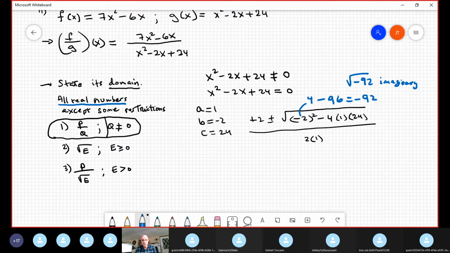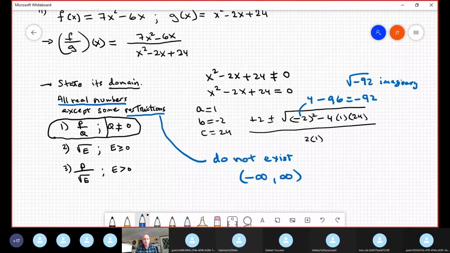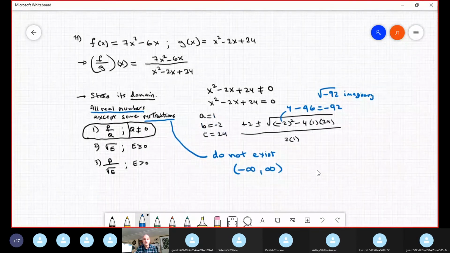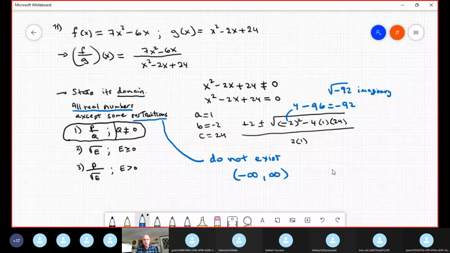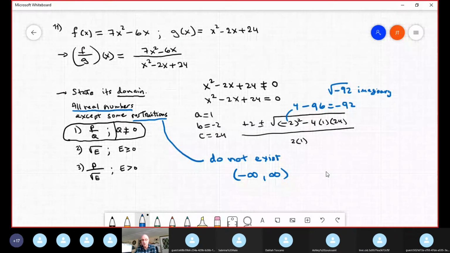Therefore, that means that the restrictions in this problem do not exist. Therefore, the domain of this function, the combination of f and g together, division, is all real numbers. Any question? You try to investigate, but in algebra, when you get a complex imaginary number, it's because the thing that you try to find does not exist. Like living on another planet, maybe Jupiter, not planet Earth.